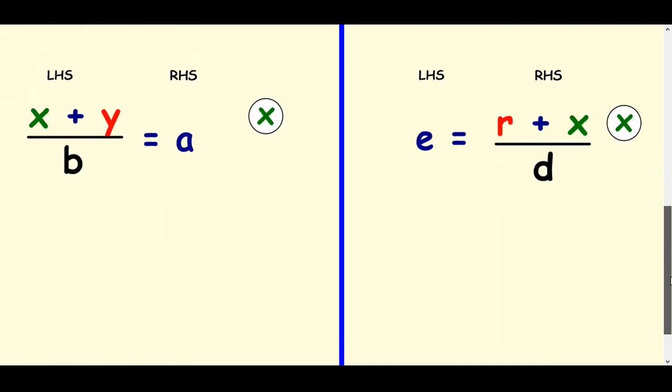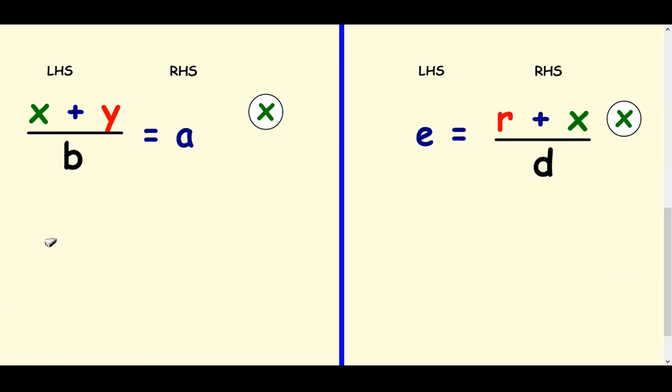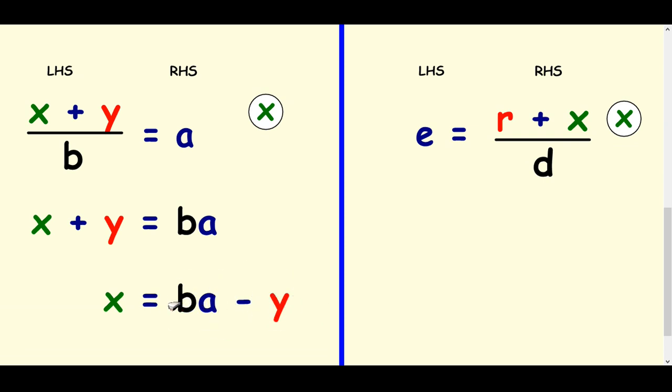Okay, 2 more to go. Right, I've got x plus y over b equals a. Again, I don't really want to divide by b here, so I want to multiply by the b. So that leaves me with x plus y equals ba or ab, doesn't really matter which way around. And to finish it off, I don't want the plus y, so I want to take it away.